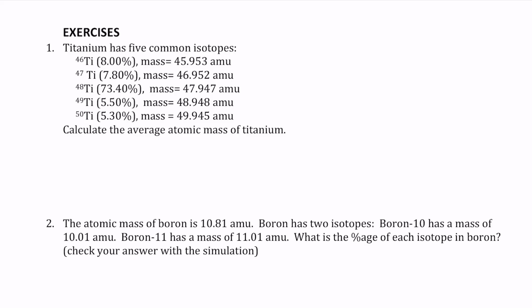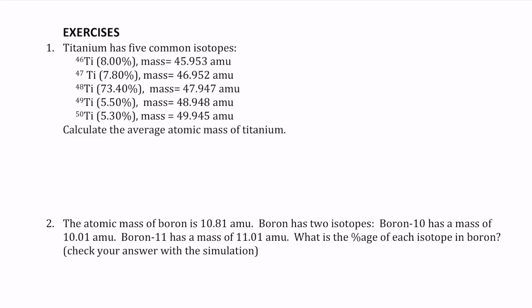All right, so I'm going to solve this problem on our Isotopes and Atomic Mass guided inquiry. And the first thing that we're going to look at is exercise 1. Titanium has 5 common isotopes. And so it tells us that there's titanium-46, titanium-47, titanium-48, titanium-49, and titanium-50.